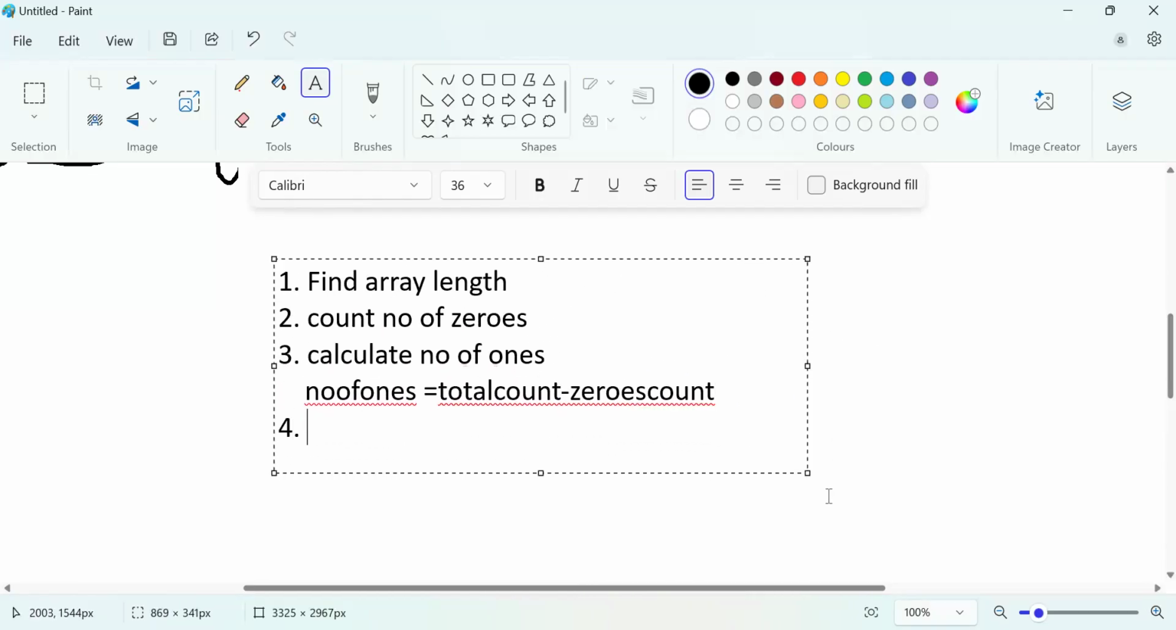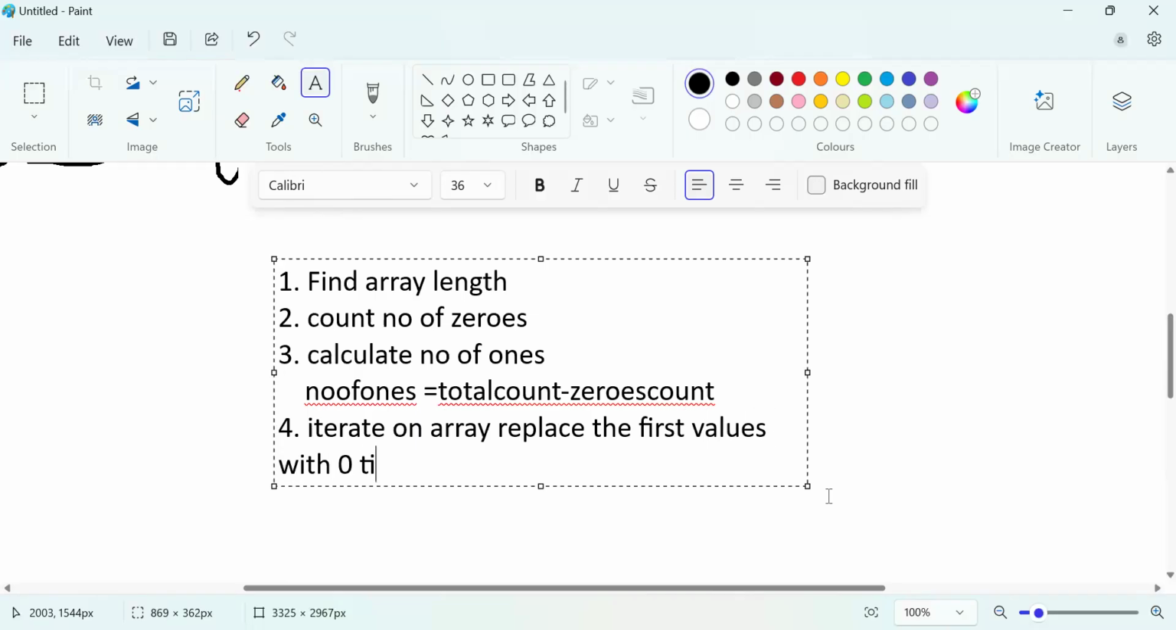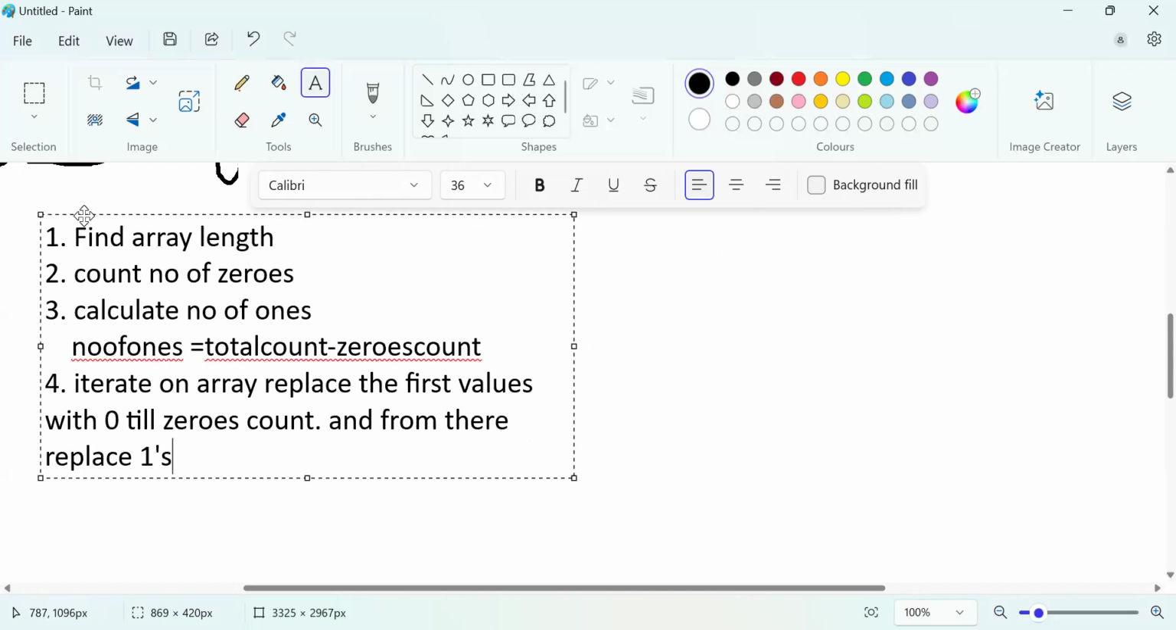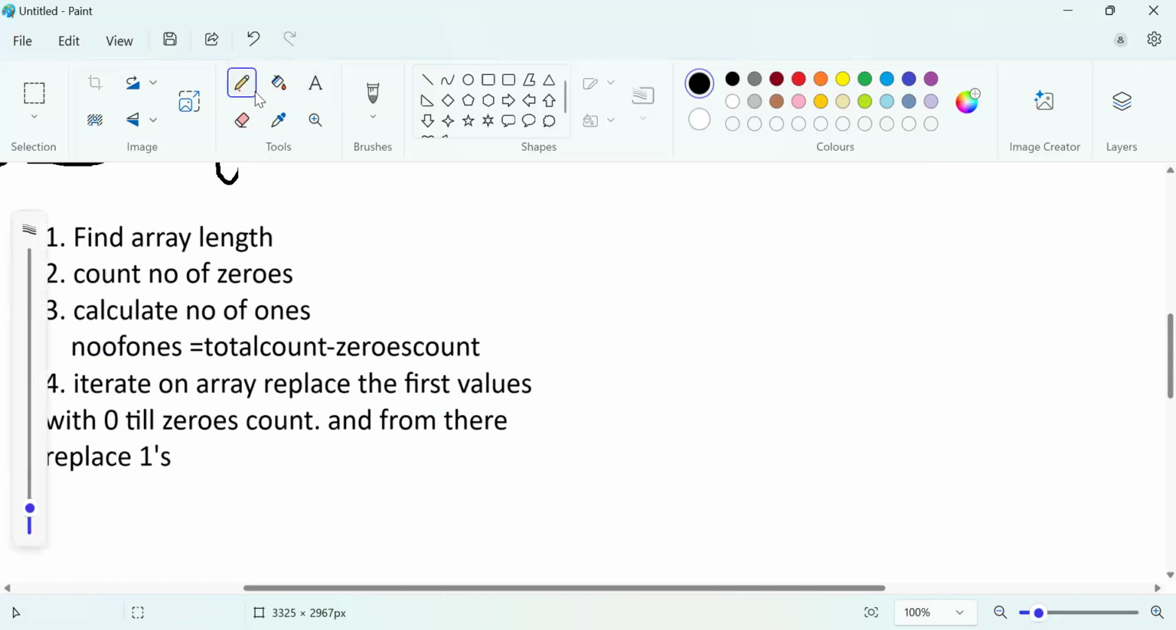Now what do we need to do? We need to iterate on the array and replace the first values with 0 till zeros count. And from there, replace ones. That's all. I hope this particular thing is clear to everyone. If not, let me take you through an example, guys.